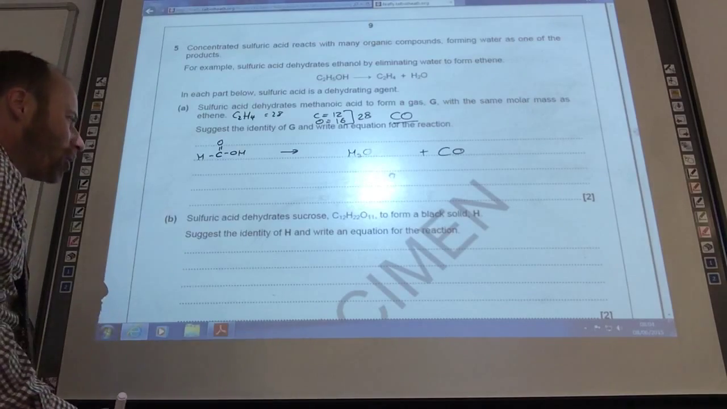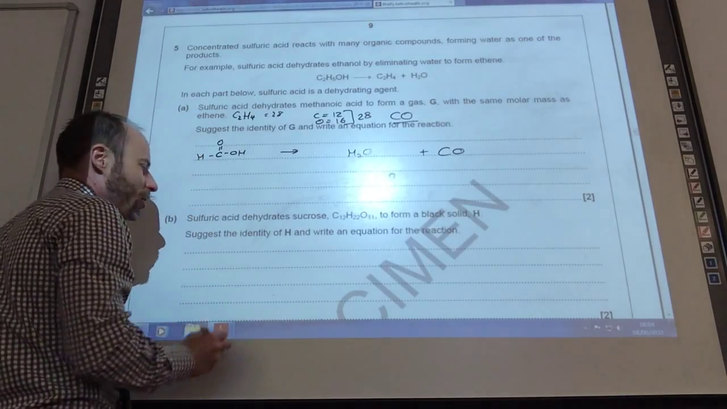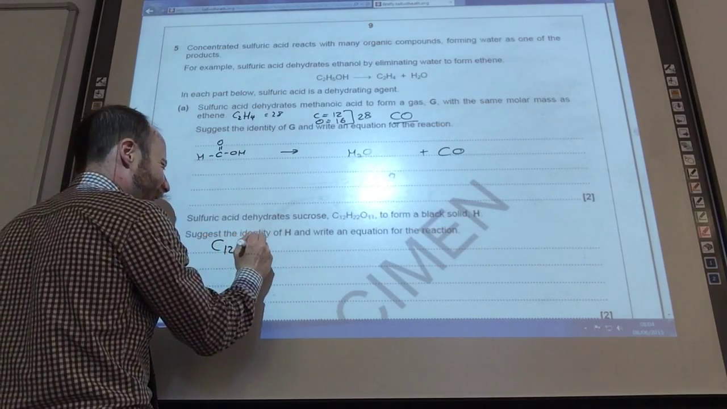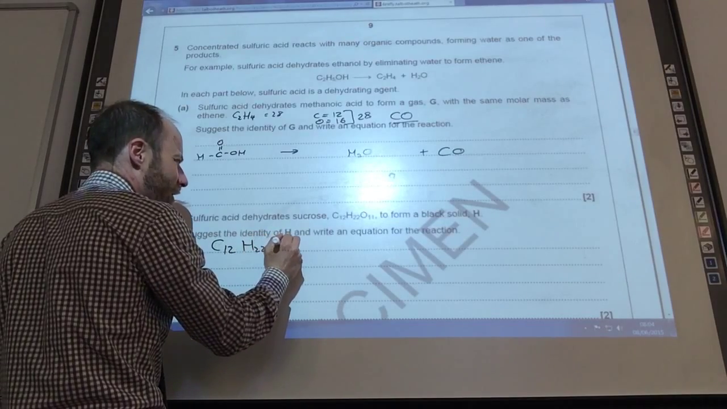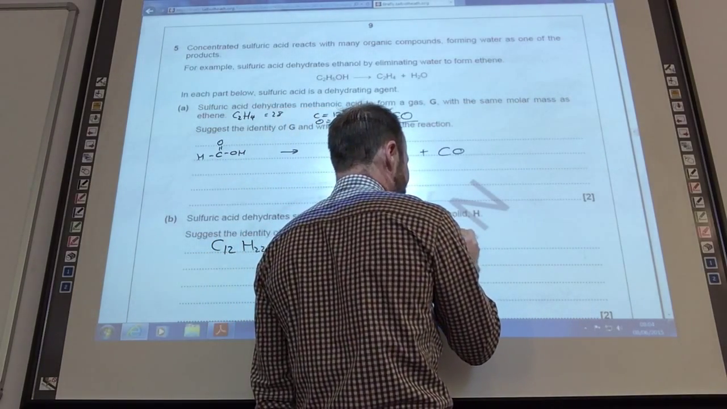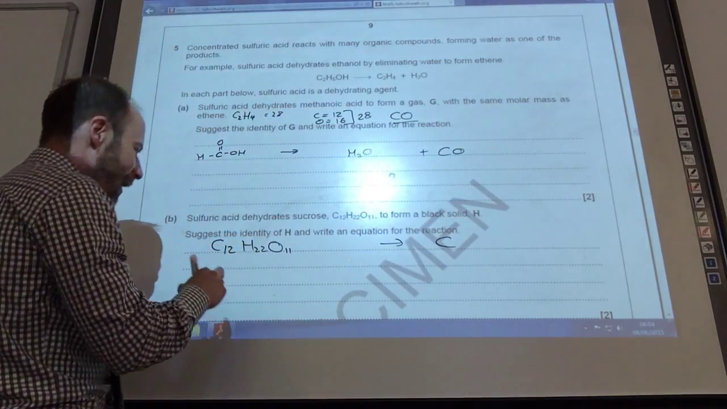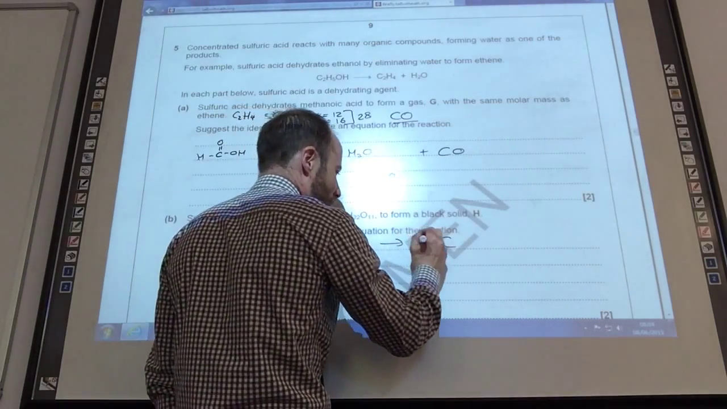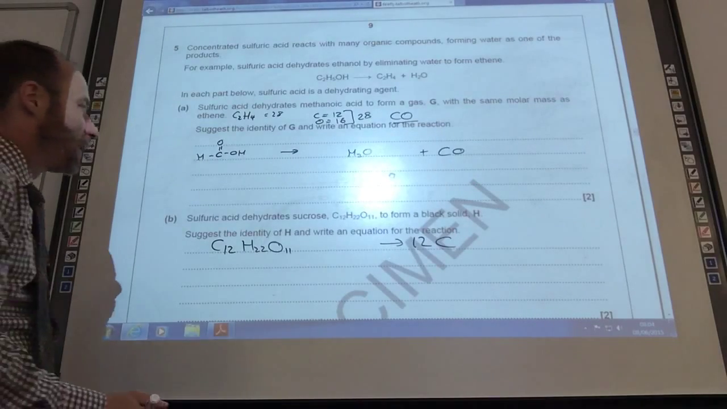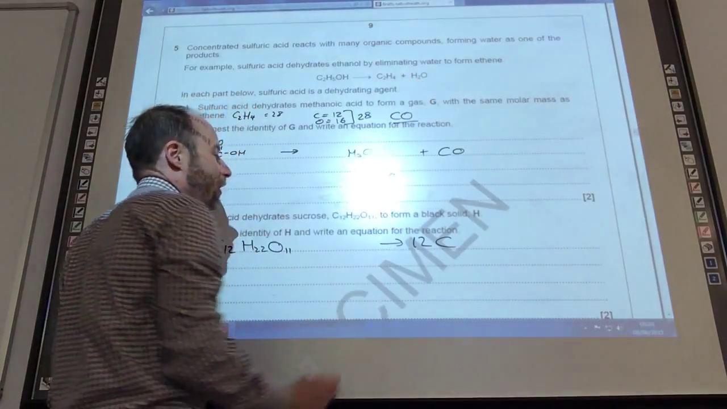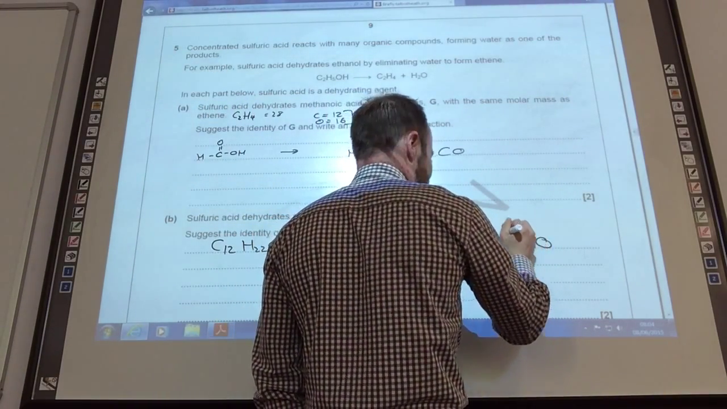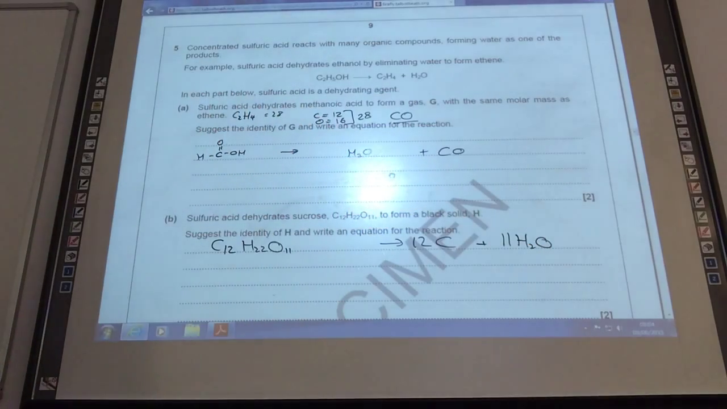Sulfuric acid dehydrates sucrose to form a black solid, suggest an identity for H and write an equation. What do you reckon a black solid is going to be? Well, what have I got? I've got carbon, hydrogen and oxygen. Black solid, hopefully you'll remember carbon is a black solid. How many am I going to make? I'm going to have to make 12, because I've got 12 carbons there. H22O11. What else do I generally make? Well, it tells me up here I generally make water as well. So I'm going to make H2O. How many do I need to make to get it to balance? I need 11 H2O.